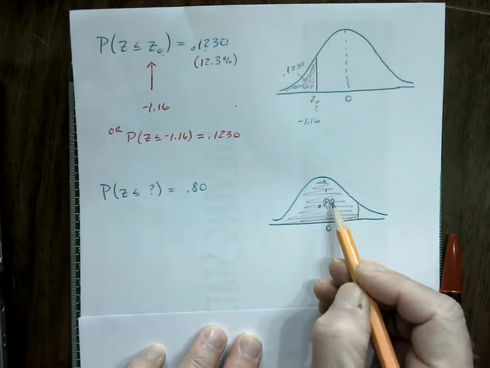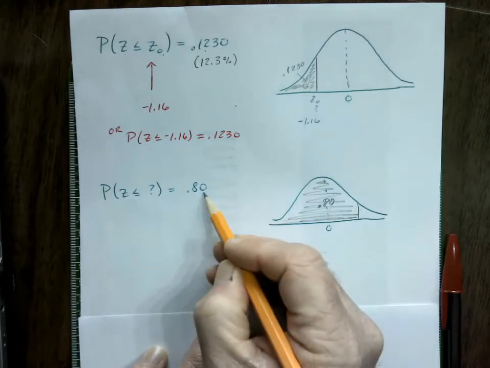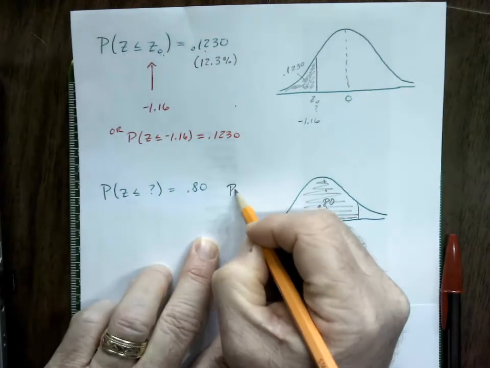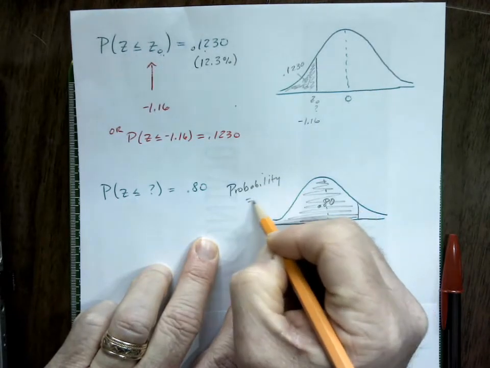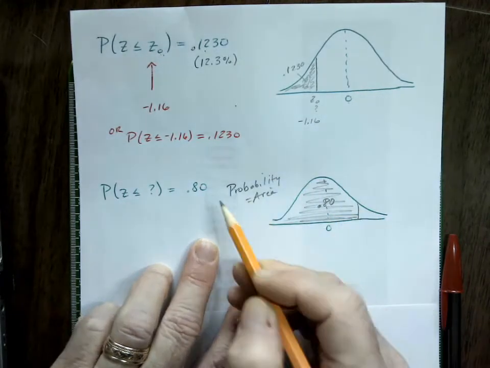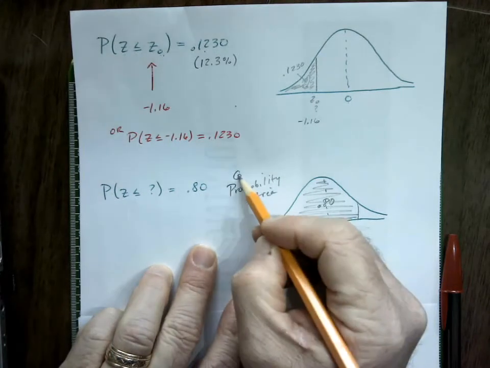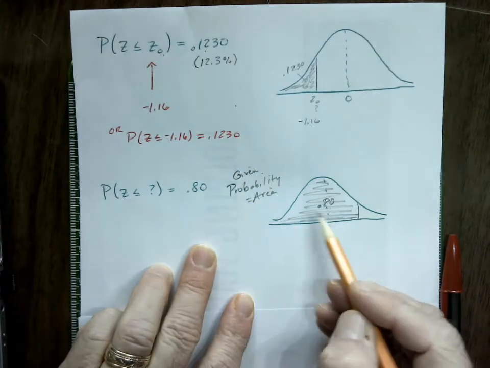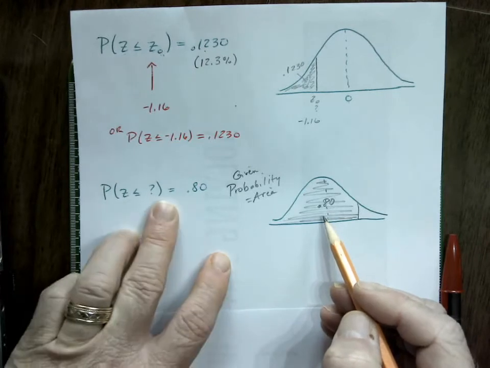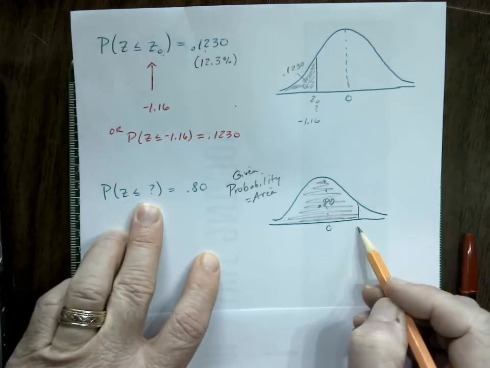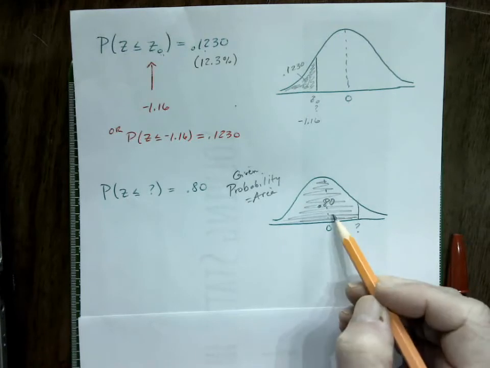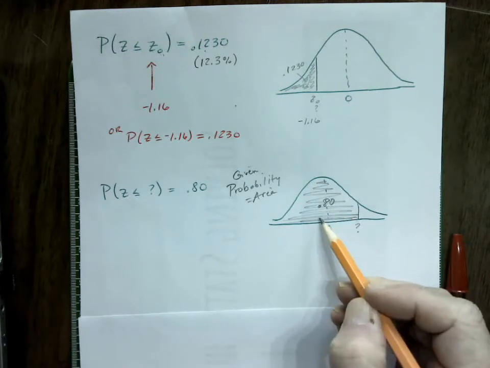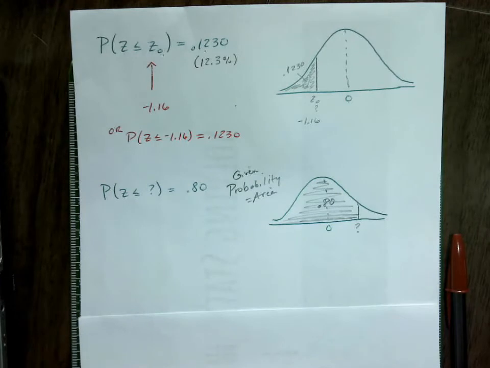So again, we know the area. Probabilities are areas. Let's not forget that. Probability equals area. And in this case, the probability was given, so we're given the area, and we're working backwards to find the z-score. Well, good news. My chart reads left-hand areas. So I'm going to go to my chart.